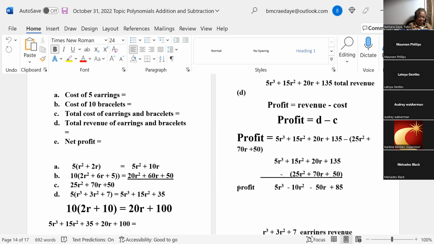So you multiply the revenue of the earrings times the number of earrings, and do the same for the bracelets. Then once you get all your totals, profit is revenue minus the cost. So you know your revenue, you know your cost, and it's a matter of subtracting. Yeah, it was big. Any questions?